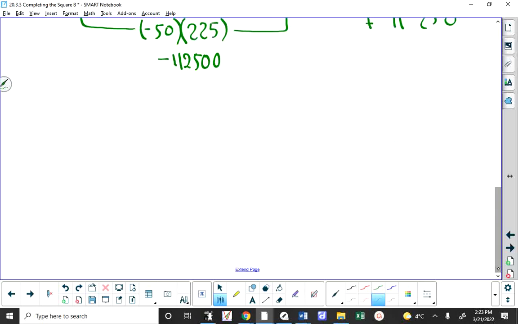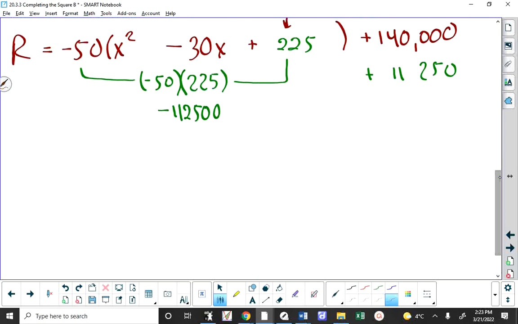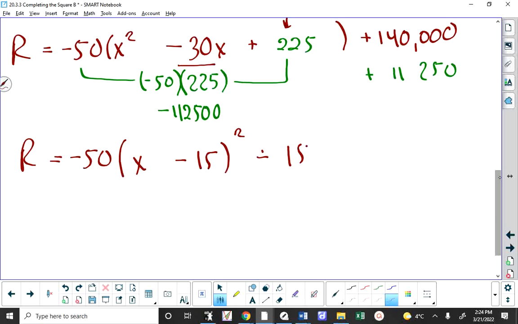The fact that it's 50 is not really relevant outside of the brackets. The fact that it's negative 50 is pretty important. The negative tells us this parabola opens upside down, but let's face it, we knew that because it was negative 50x squared. This becomes x, and then we have half of this coefficient, so minus 15. Quantity squared, and then plus 151,250. Which, really, everybody, that's vertex form.